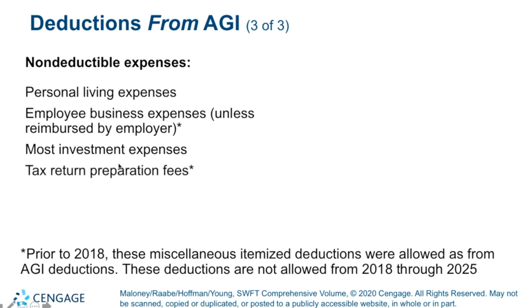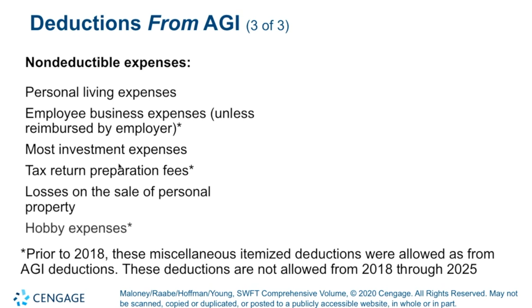Most investment expenses are actually not deducted. It's only a specific few. Tax return preparation fees, and losses on the sale of personal property, and hobby expenses. So all of these were called part of miscellaneous itemized deductions that were limited to 2.5% of AGI. They are no longer allowed. So I think that's fine. However, all hobby income is taxable, and now hobby expenses aren't even allowed with the limitation.